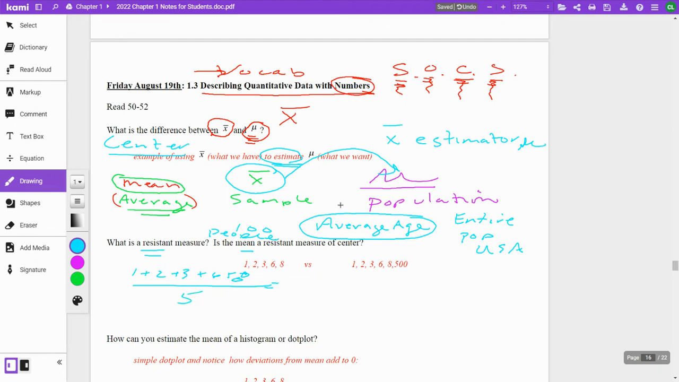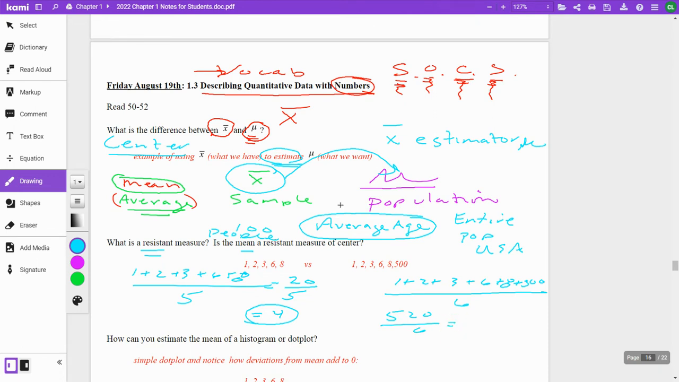So this would be like 5, 6, 12. This is 20. And so my average would be 4, right? My mean is 4. Now all of a sudden, let's take this. I only got 6 numbers, but now I've got 1 plus 2 plus 3 plus 6 plus 8 plus 500. And now all of a sudden, I don't have 20 anymore, and I'm dividing by 6. I have 520 divided by 6.